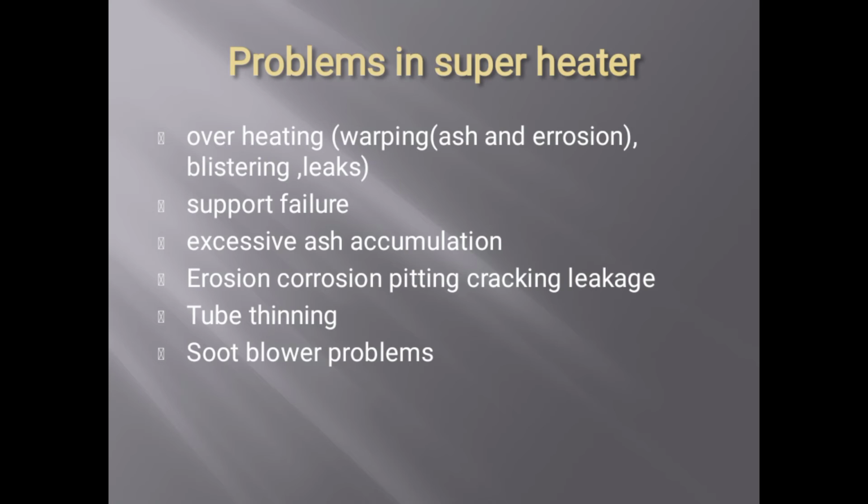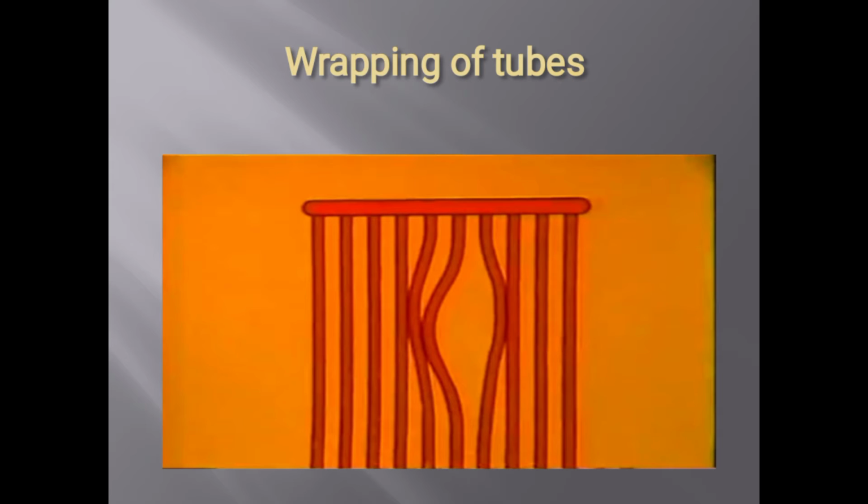So now we go towards what problems we will face in the superheater. In the superheater we will face overheating, warping, erosion, corrosion, blistering, leakage, support failure, excessive ash accumulation, pitting, cracking, tube thinning, and soot blower problems. So these are the major problems we will face in the superheater. Now we see one by one.